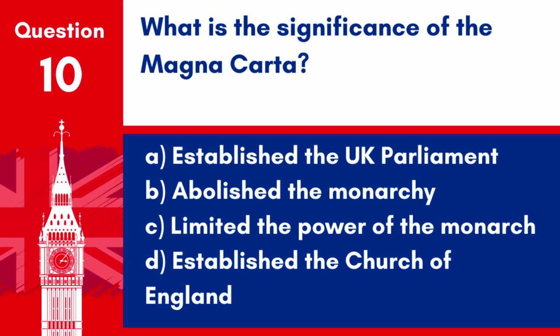Question 10. What is the significance of the Magna Carta? A. Established the UK Parliament. B. Abolished the monarchy. C. Limited the power of the monarch. D. Established the Church of England. Answer: C. Limited the power of the monarch. The Magna Carta was significant because it limited the powers of the monarch, laying the foundation for modern democracy.